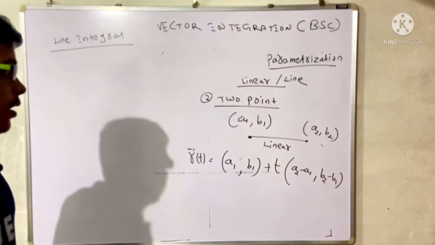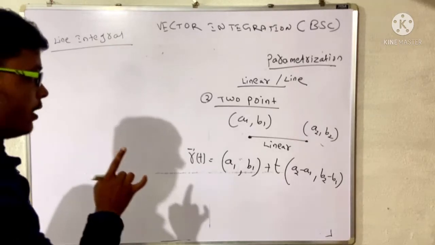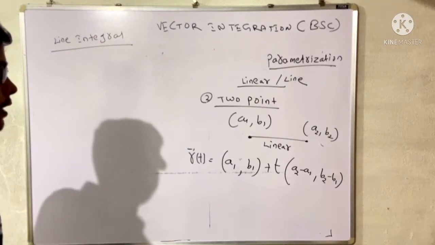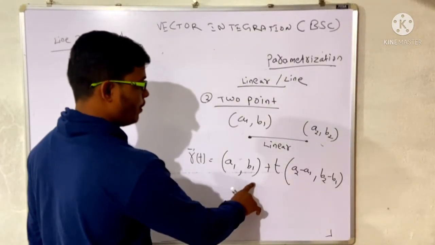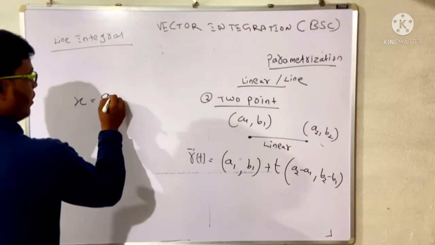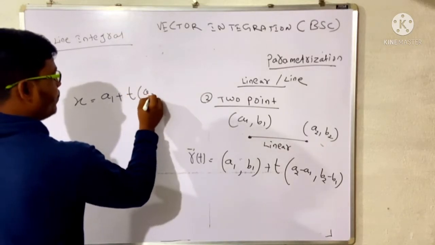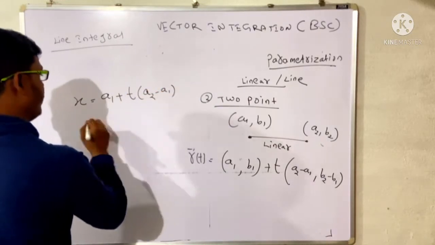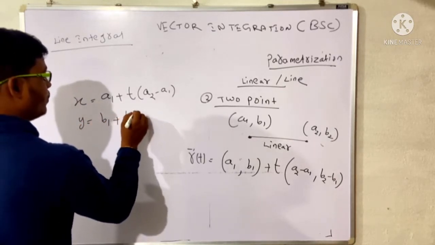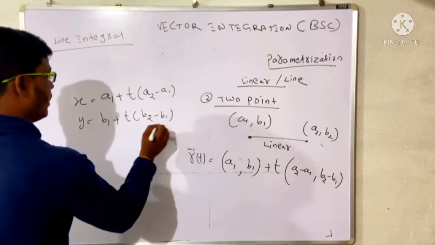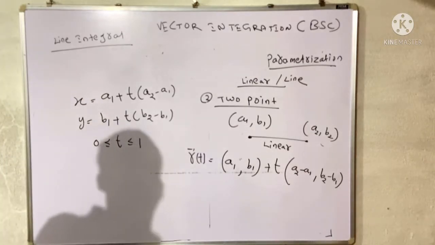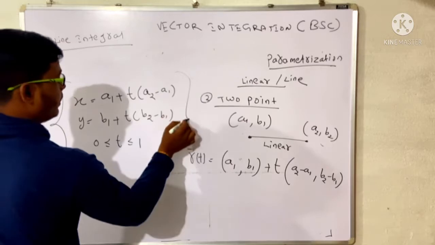Okay, if 2 points are given to you, that is (a1, b1) and (a2, b2), and the path is linear, then how will you parameterize it? Now your parameterization will be (a1, b1) plus t times (a2 minus a1, b2 minus b1). That means your x will be a1 plus t into (a2 minus a1), and your y will be b1 plus t into (b2 minus b1). And remember, here in this case t goes from 0 to 1. Okay, so this is the linear parameterization.